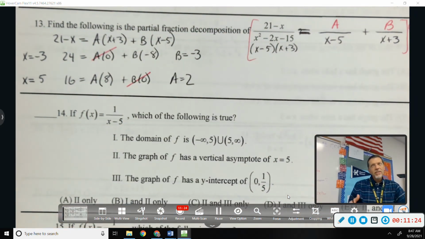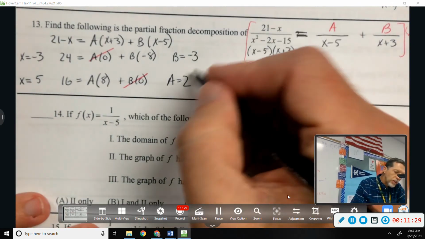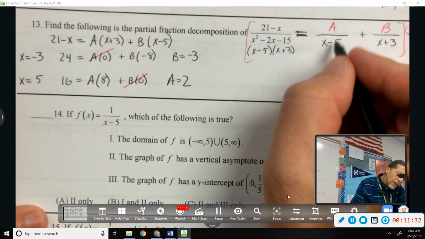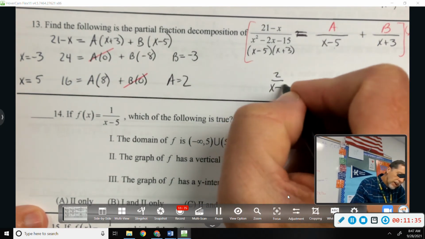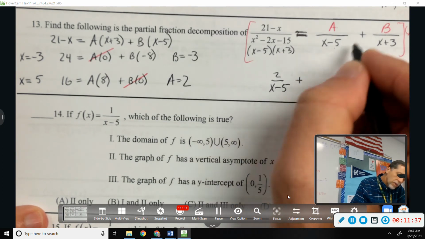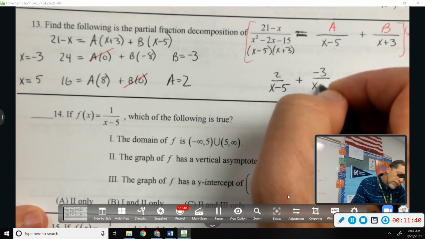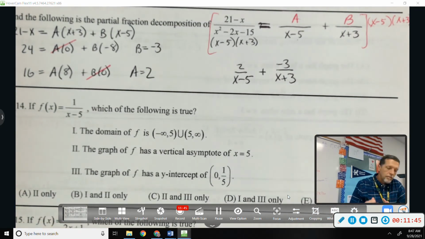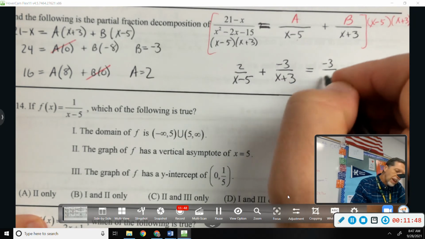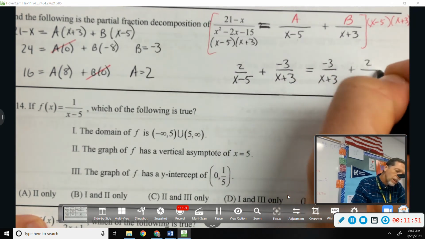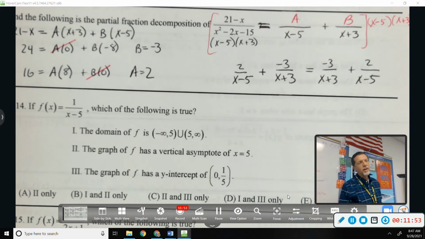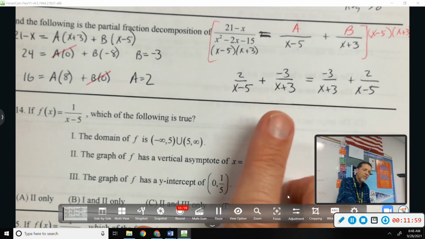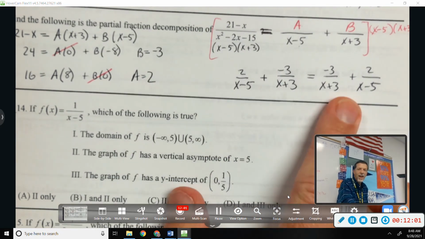And I'm not done until I rewrite the problem, although on the multiple choice test, they're all going to be rewritten, so you'll know that you're not done yet. So a over x minus 5, 2 over x minus 5, plus b, negative 3 over x plus 3. And you know that that's the same thing as if we wrote them in a different order. Right? So somebody else might have set up the problem a little bit differently than you. Or when you're doing a multiple choice test, you look at your answers and you see that. Like those are the same thing.